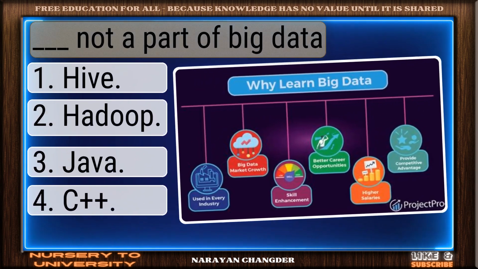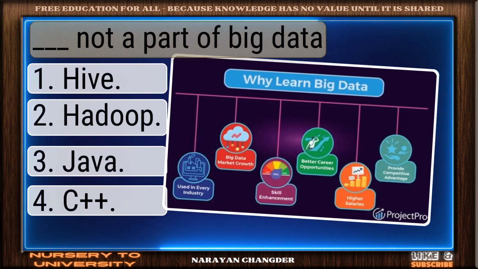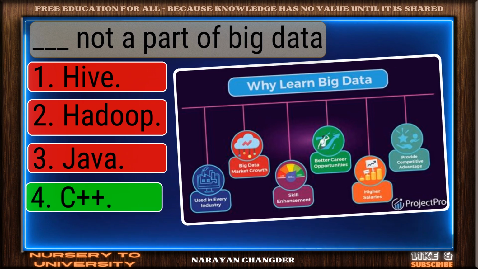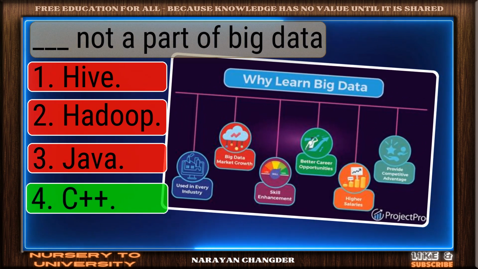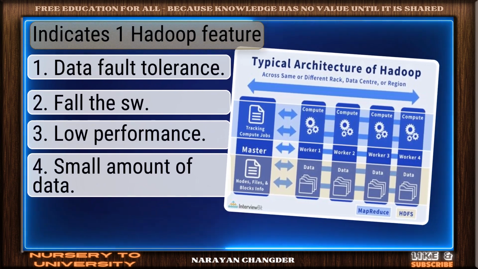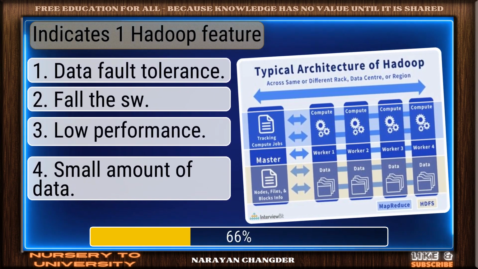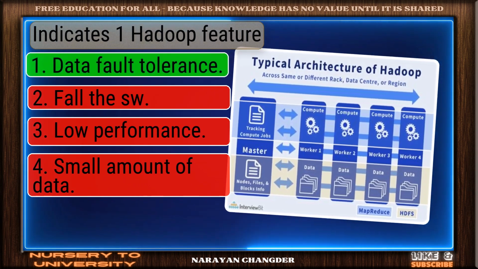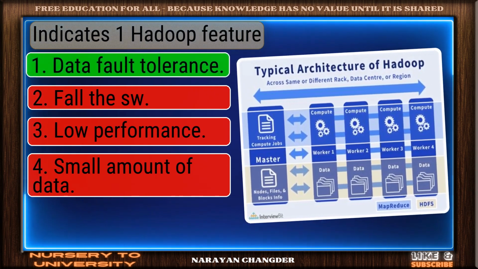Question number 71. ___ is not a part of big data. Excellent choice. C++ is the right answer. Question number 72. Indicate one Hadoop feature. Good thinking. Data fault tolerance is the right answer.